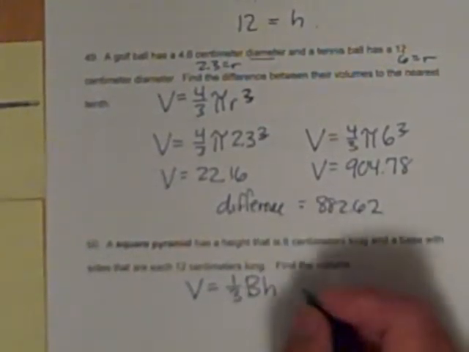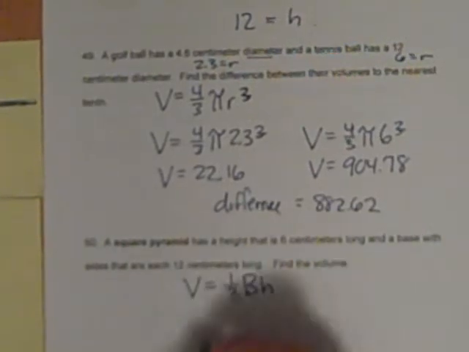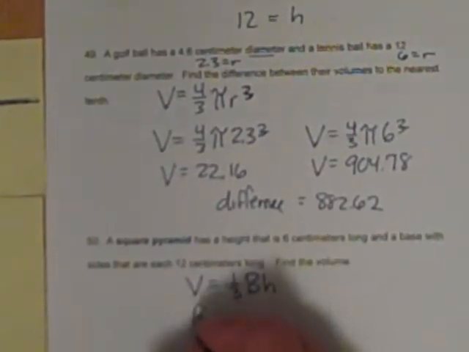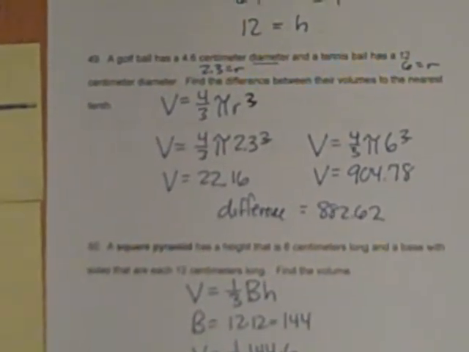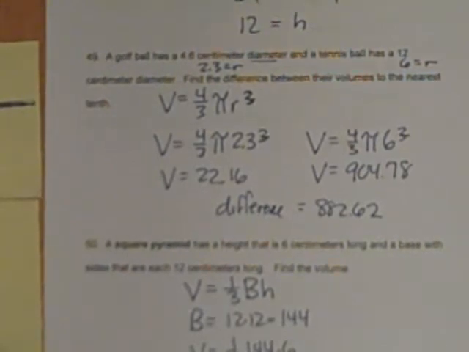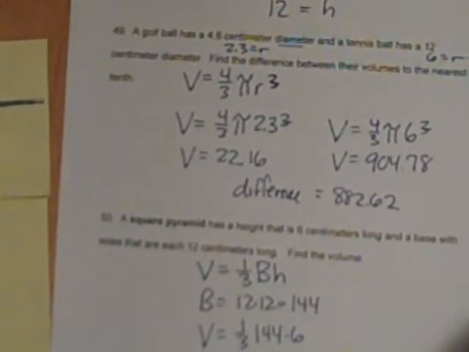We know what the base would be. The base would just be the sides multiplied by each other. Let's write that down: 12 times 12, which equals 144. We're given the height. So volume equals 1/3 times 144 times 6, which is 288. Volume equals 288 centimeters, this time it's cubed.